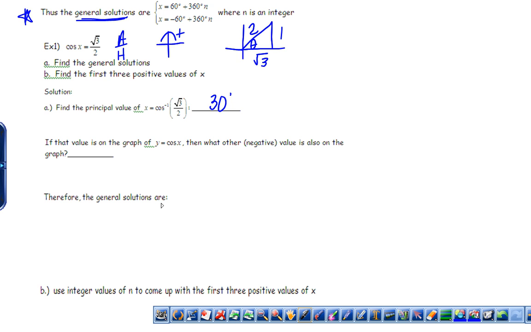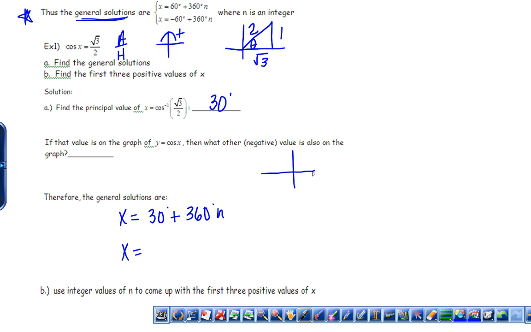So I'm going to jump down here. It says, what is your general solution? Well, my first general solution is going to be 30 degrees plus 360n. And since we're in degrees, we're using 360. If we were in radians, we would add 2 pi n. Now, you notice that there was another one. In order to find the second part of my angle, it says if the value of the graph is cosine, then the other angle is going to be negative.